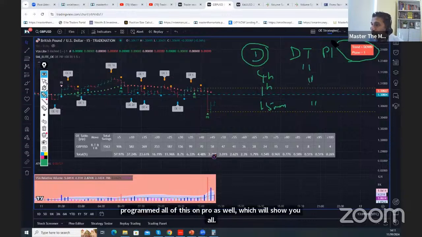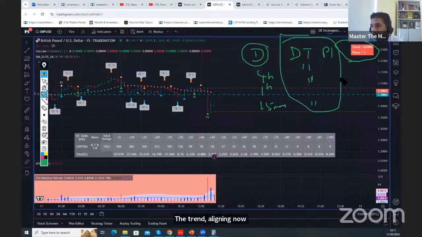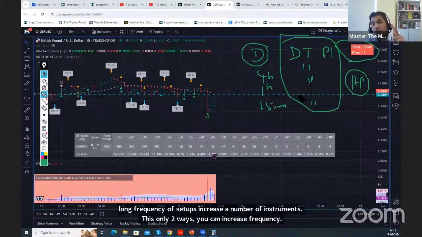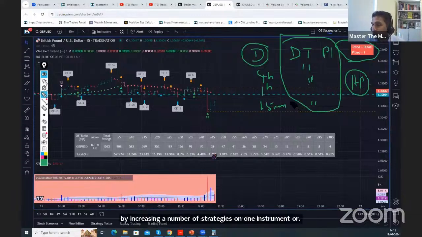Now, when you have the trend aligning, and this doesn't happen very often, of course, high probability setups don't happen very often. That's why you've got to be patient. If you're not very patient and you want a lot of frequency of setups, increase the number of instruments. These are the only two ways you can increase frequency: either increase the number of strategies on one instrument, or for one strategy, increase the number of instruments.